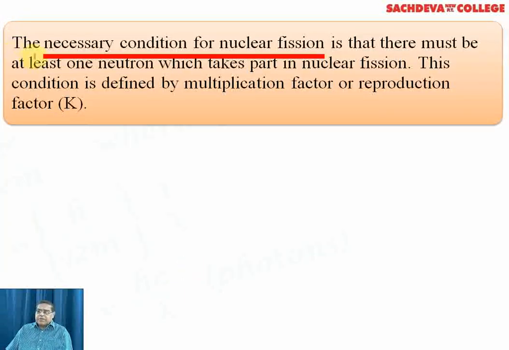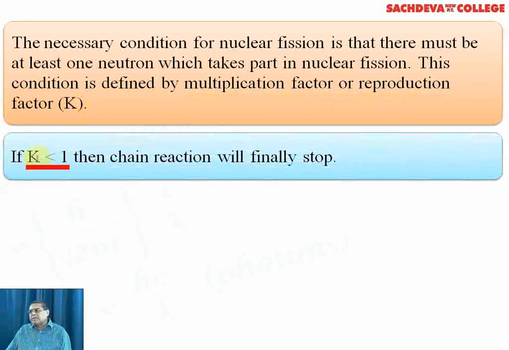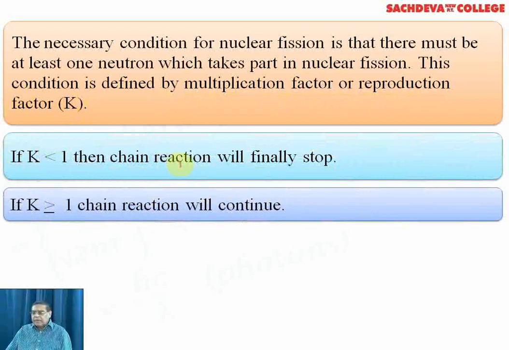The necessary condition for nuclear fission is that there must be at least one neutron which takes part in nuclear fission. Normally, this condition is known as multiplication factor or reproduction factor. If the reproduction factor k is less than 1, then the chain reaction will finally stop. And if k is greater than or equal to 1, the chain reaction will continue. This can be said in other words also: as long as the ratio of chain reaction neutron to thermal neutron remains 2:1, the chain reaction will continue.